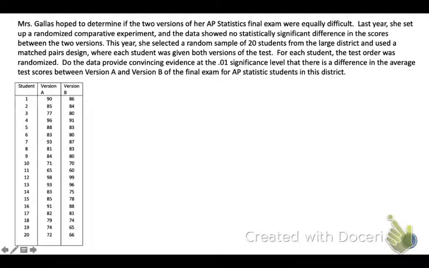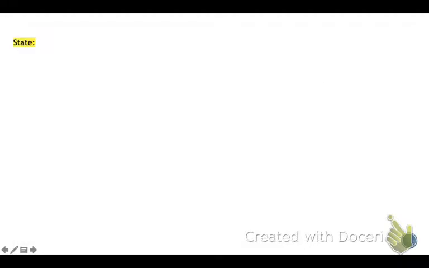Do the data provide convincing evidence at the 0.01 significance level, so that's alpha, that there is a difference in the average test scores between version A and version B of the final exam for the AP Stat students in this district? Okay, so we're only going to be able to draw conclusions for AP students in this district because that's where our population is coming from.